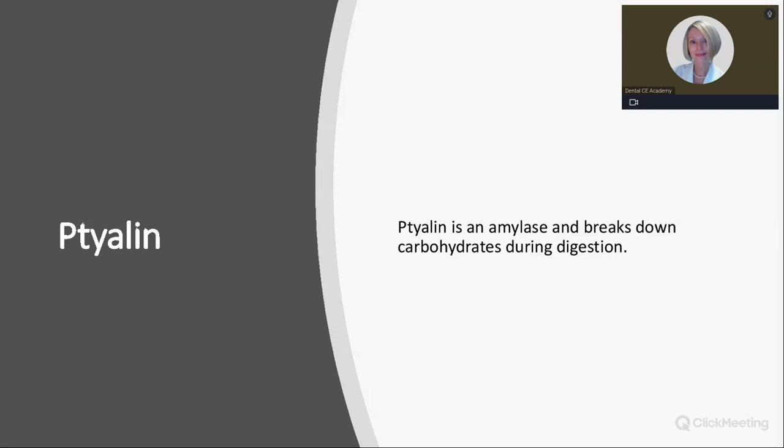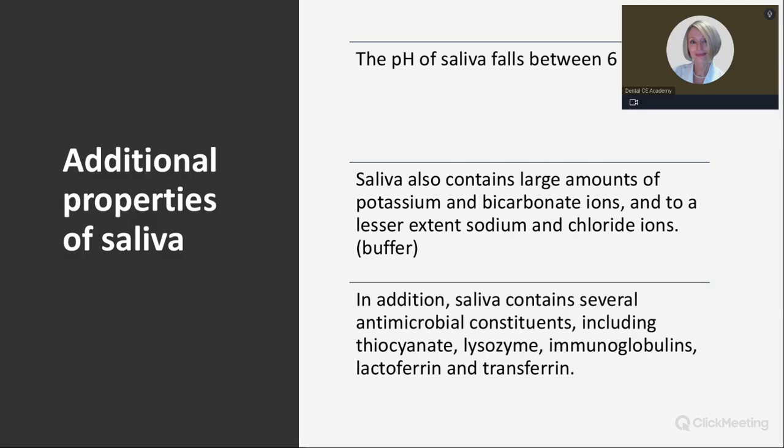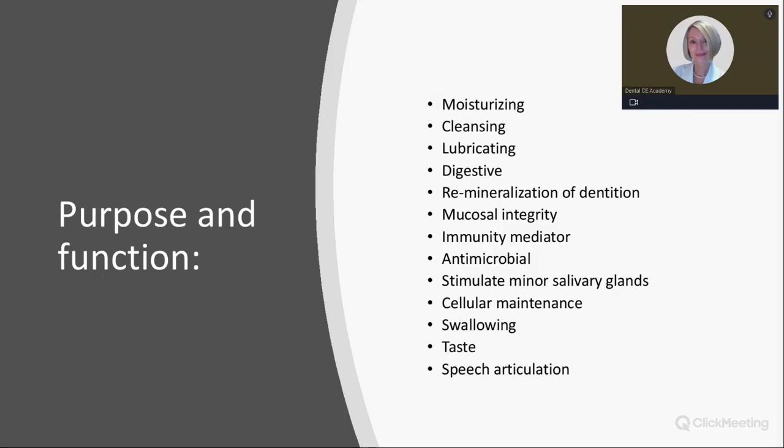Again, we're going to break down for you the components that help initiate digestion in the oral cavity. One is ptyalin, which is an amylase. Another one is lipase, which breaks down fats. So mucins are a family of large, heavily glycosylated proteins. They're secreted on the mucosa via the saliva to maintain the integrity of the mucous membranes. Now, the pH of saliva falls between 6 and 7.4. Saliva also contains buffers, potassium and bicarbonate ions, as well as sodium and chloride ions, and it contains several antimicrobial components: thiocyanate, lysozyme, immunoglobulins, lactoferrin, and transferrin.